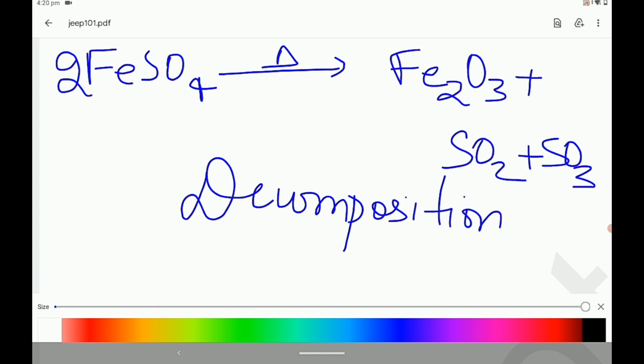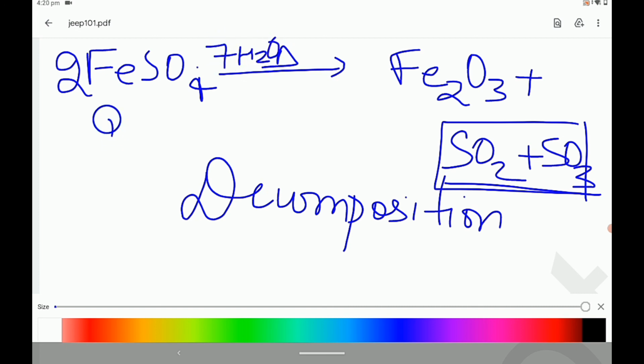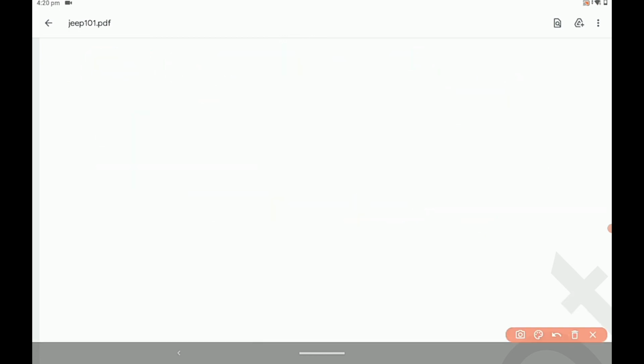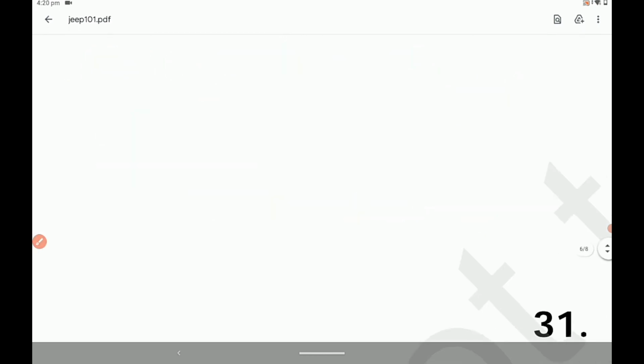The characteristic burning odor is because of these gases. And if you remember, it was FeSO4·7H2O. It was green in color. It loses the color because of heating, right? The water of crystallization and all of that will come here. For now we are done.